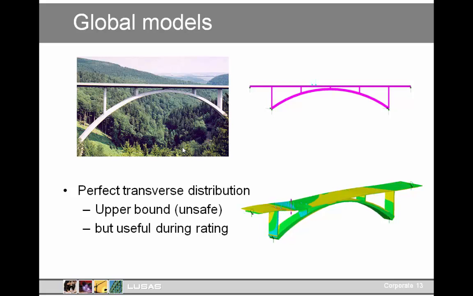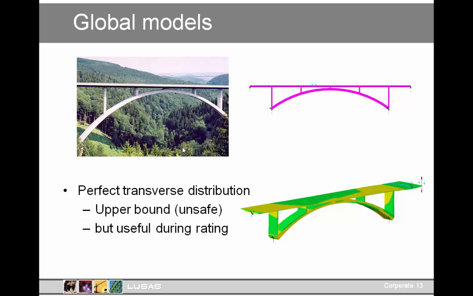These models are, however, useful during rating, because if a perfect distribution gives a global failure, that is, the total load effect is greater than the total resistance, no amount of transverse redistribution will help. Some of the other assumptions need to be examined, and we'll come to that later.